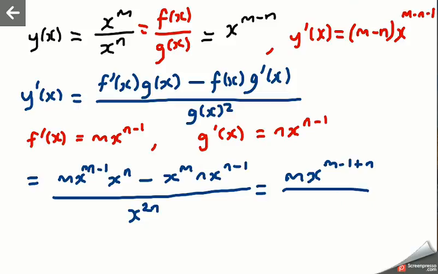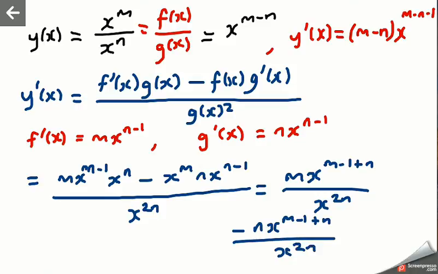Divided by x to the power of 2n, and then we're subtracting x to the power of m times n times x to the power of n minus 1. Well, that can be combined as n times x to the power of m minus 1 plus n, and that is divided by x to the power of 2n as well. All right, let's go on to a new page because we've kind of run out of space here.